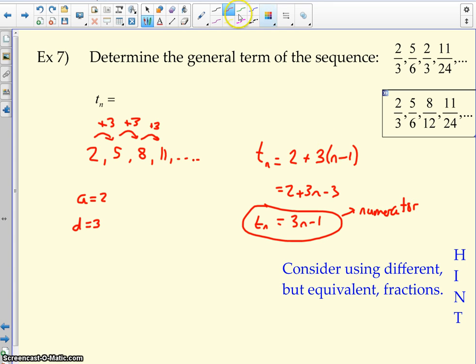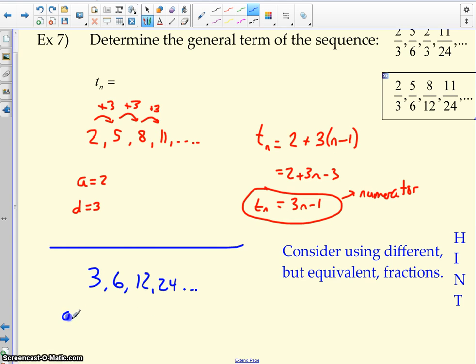Now I'm going to do the exact same thing for the denominator. My denominator again was 3, 6, 12, 24. That gives me an a value of 3 and a common ratio of 2. So that means my general term, a is 3, r is 2, so 3 times 2 to the n minus 1. And that'll be my general term for the denominator.